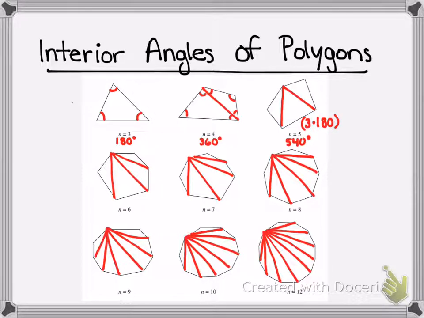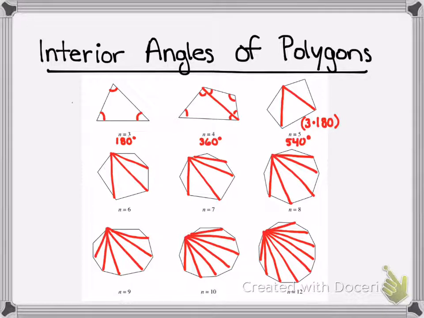So if you need to, you can pause the video and check that process. But you can see here in our six-sided shape, we have 1, 2, 3, 4 triangles. In our seven-sided, 1, 2, 3, 4, 5, and so on. And again, this is with me strategically forming those triangles so that all of the angles of the triangles are touching interior angles of the original polygons.